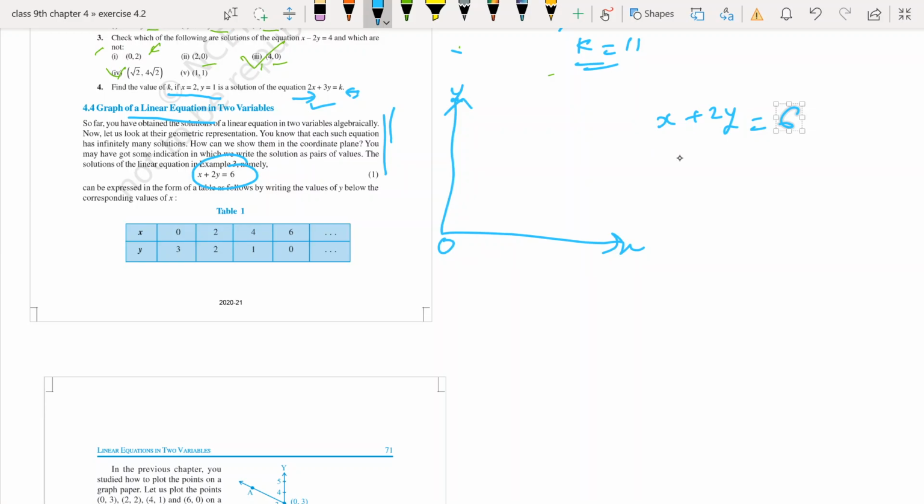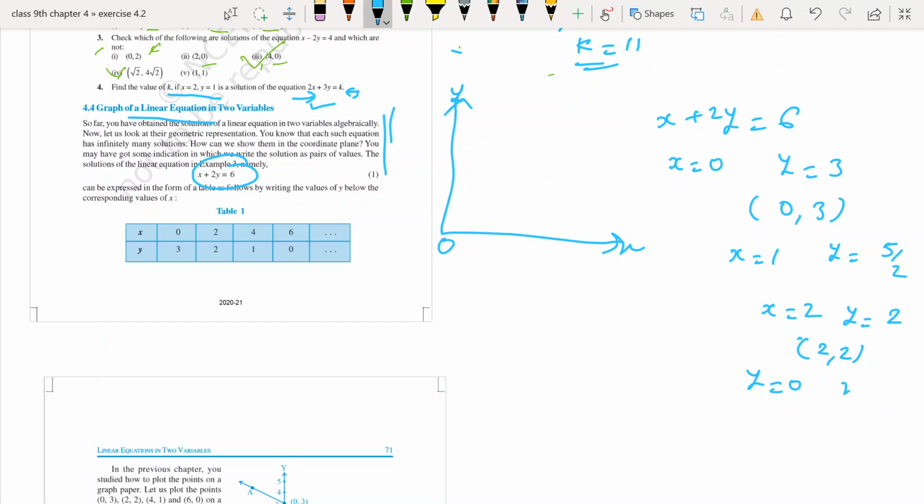If we put x equal to 0, then we get y equal to 3. So the point will be (0, 3). Next, if we put x equal to 1, we get y equal to (6 minus 1) upon 2, that is 5 upon 2. If x equal to 2, then y equal to (6 minus 2) upon 2, which is 2. Then the coordinate will be (2, 2). And if we put y equal to 0, then x equal to 6. So we have found the next coordinate, (0, 6). We will mark these points on this graph.